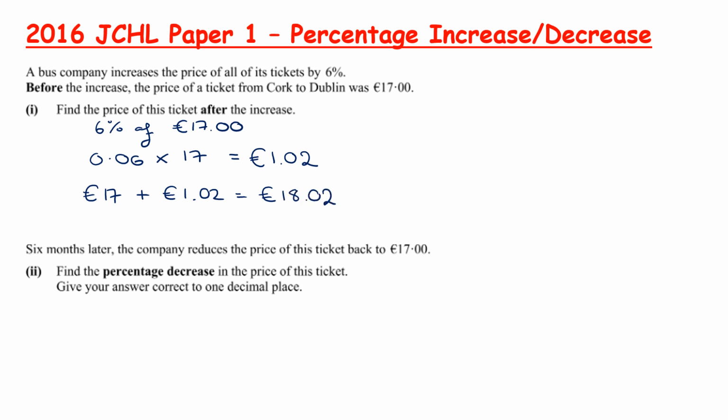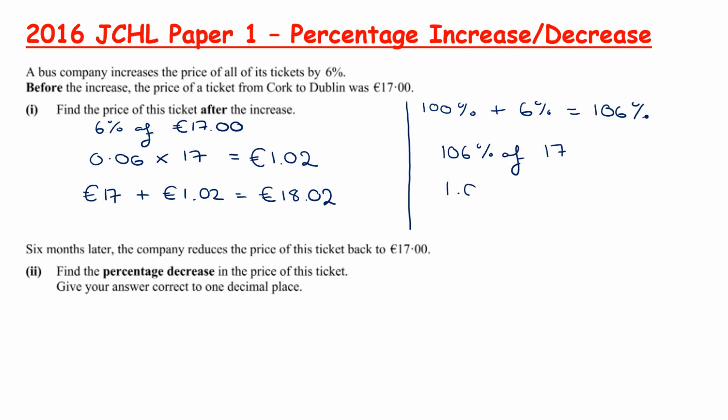Now we could have done this a slightly quicker way. And that's by thinking instead, well, my original ticket cost 100%. And then I add on an extra 6%. So my final or new price of the ticket after the increase is 106%. So rather than getting 6% and adding it on, if I get 106% straight away, so 106% of 17, I should get the same answer.